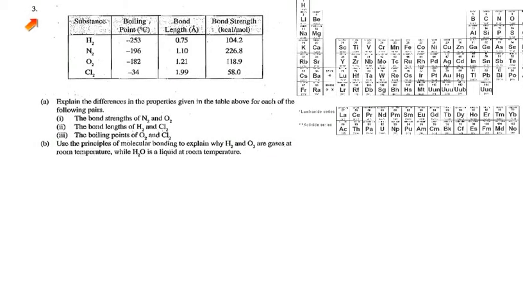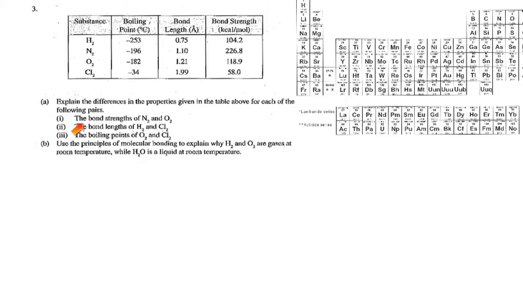Let's look at number 3. They give us this table with some information about 4 compounds. It tells us the boiling points, the bond lengths, and the bond strengths of each of them. And then they want us to explain a lot of these physical properties. So explain the difference in the properties given in the table above for each of the following pairs.